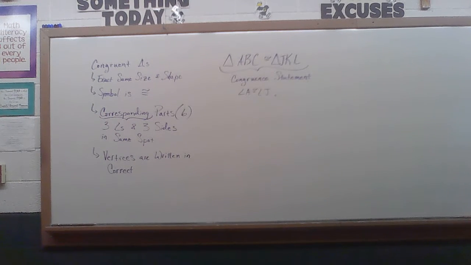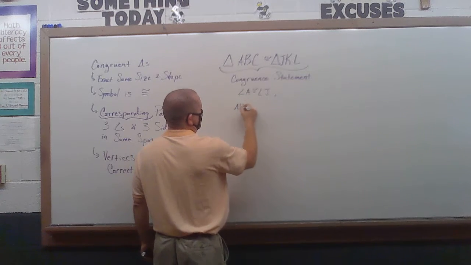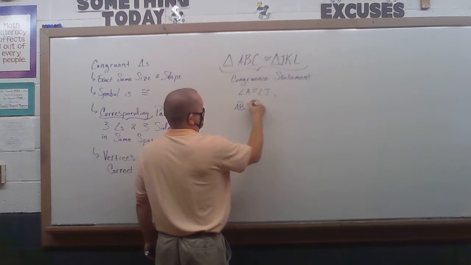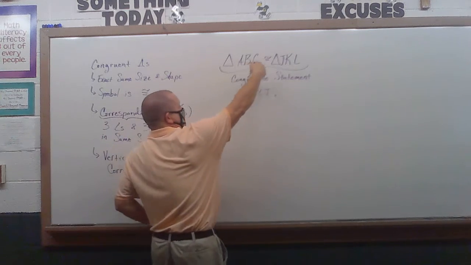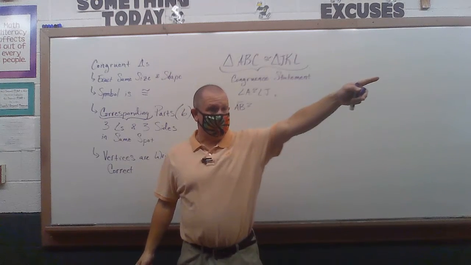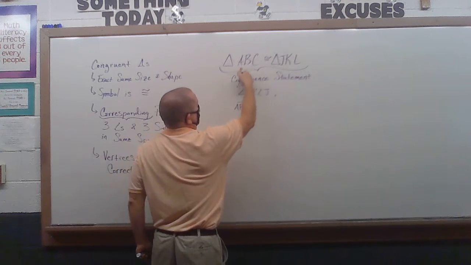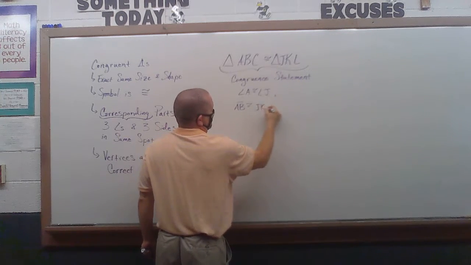So what sides are congruent to each other in consideration with the letters in the right order? You know what I'm saying there? So, if I told you I'm looking at side AB, what side on the other one is congruent to AB? Either look at the statement here, or you can go back and look at the triangles. So if AB are the first two letters, I'm going to use the first two letters over here, so I would say JK.